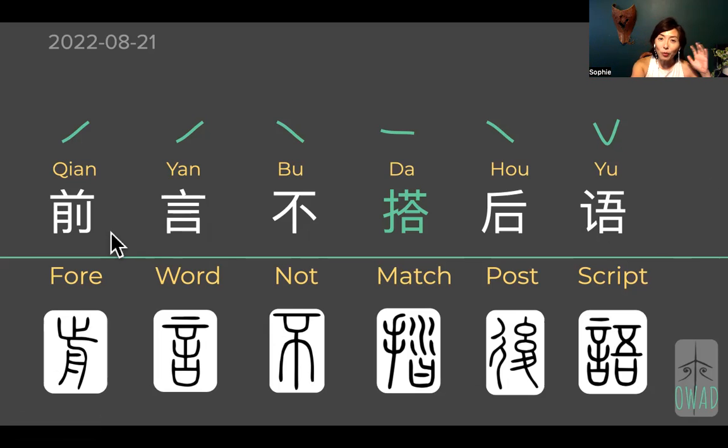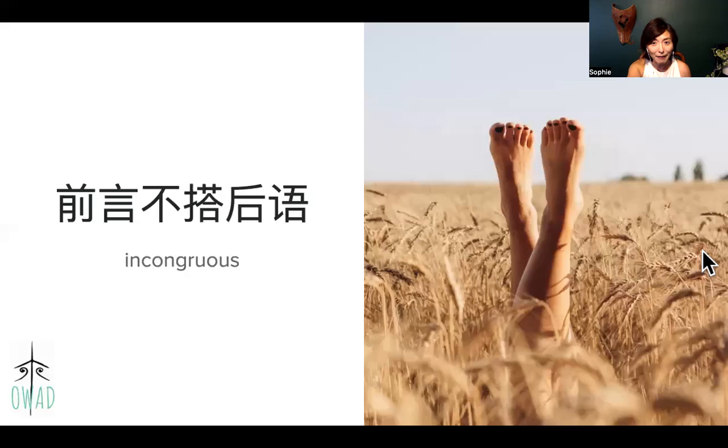So now you have the words in the front portion, and then you have words afterwards. And then 不搭 is a negation. What you said before does not match what you said after, right? Even in contemporary life, we can easily relate to that situation. Sometimes you'll say something and then twist the meaning, and the listener couldn't make sense of it. That's what we say when somebody does that, 前言不搭后语.